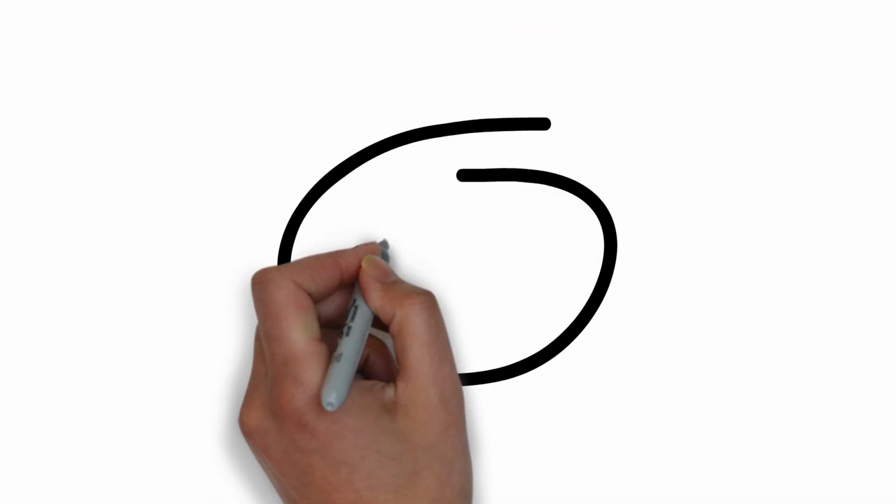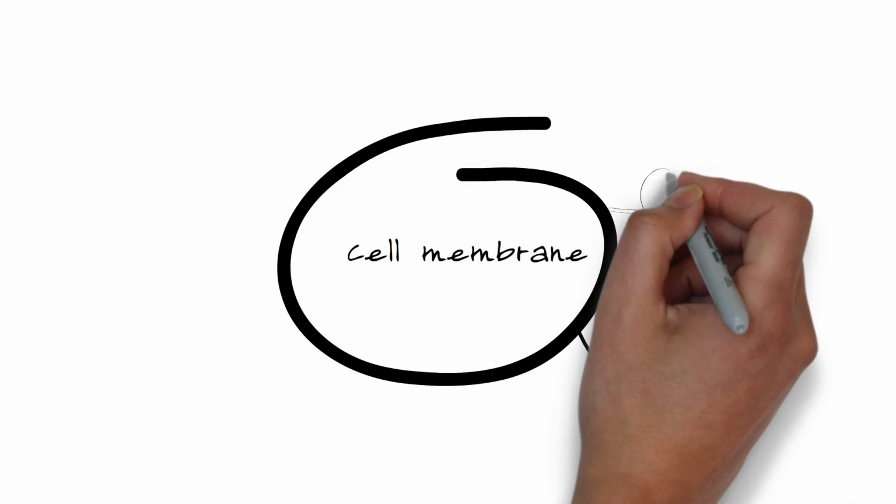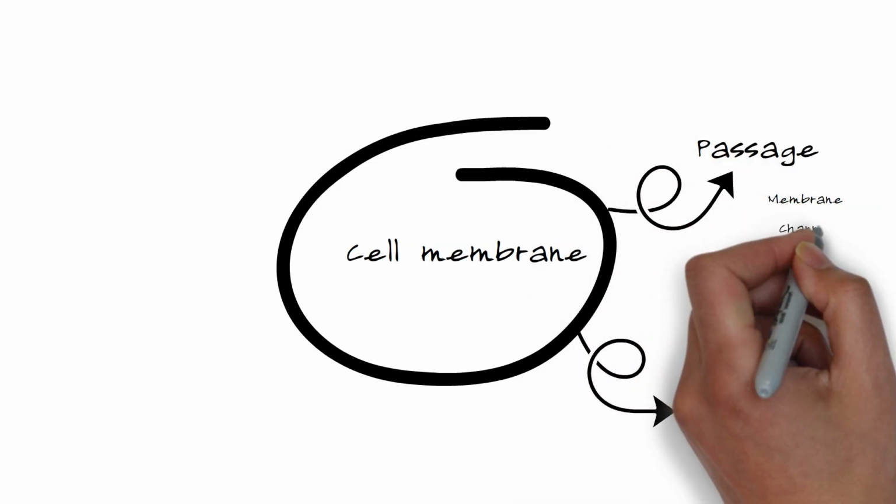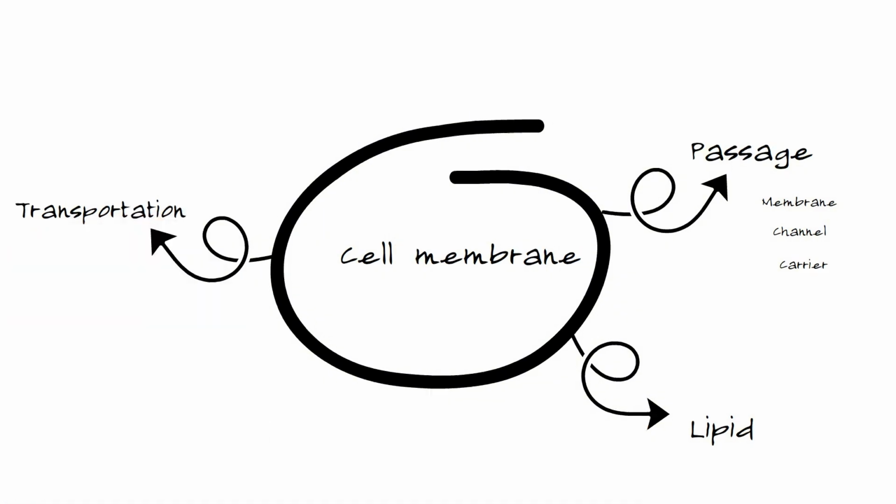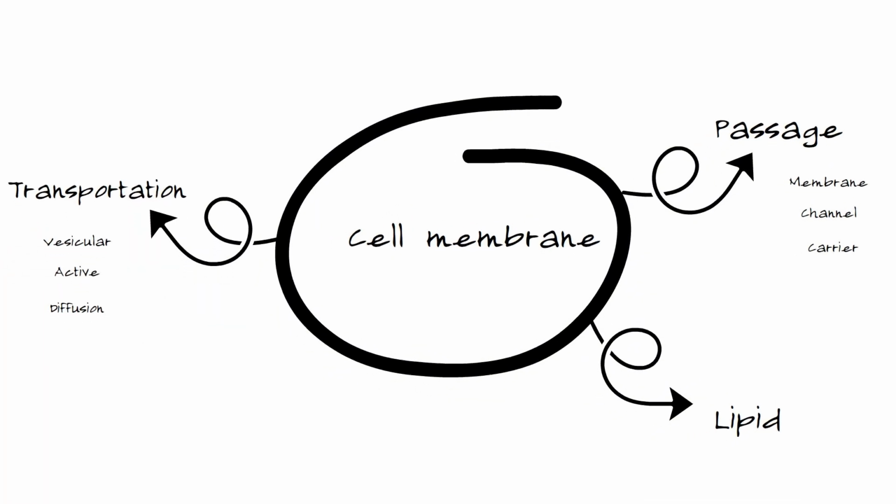That's all for MemoMap of cell transport. The membrane is a lipid. The passage occurs through a membrane, channel, or carrier, and transportation is either vesicular, active, or diffusion.